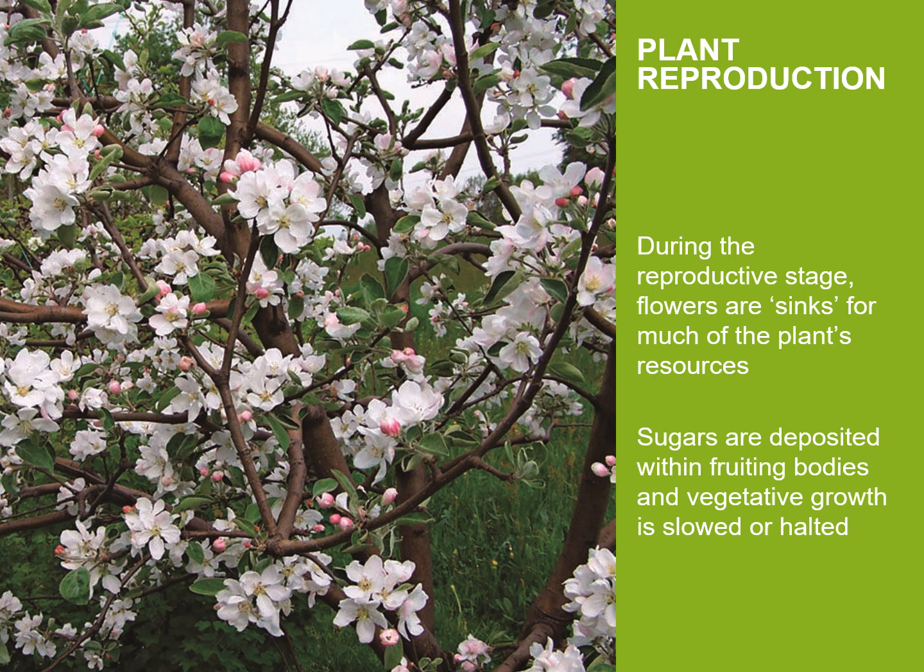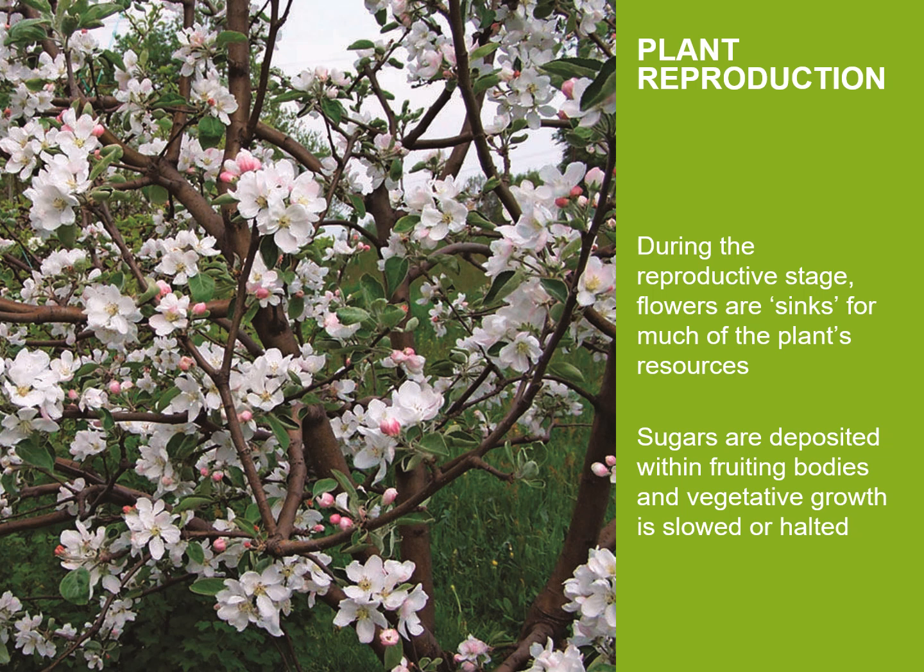So the flowering stage of a plant's life cycle is very important for fruit production. During the vegetative stage of growth, the leaves act as the sink for much of the plant's resources. However, when there's a transition into a flowering and reproductive stage, the plant's resources are then diverted from the leaves into the growing flowers and the developing seeds and fruits. So sugars tend to be deposited within the fruiting bodies, and vegetative growth tends to be slowed or even halted at this point to ensure that the fruits develop and go on to seed the next generation.